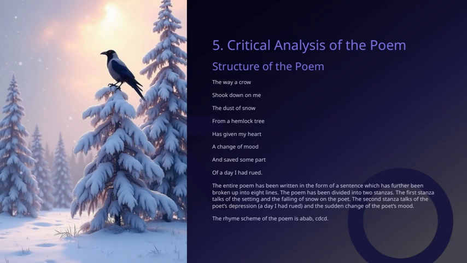The first stanza describes the setting, the falling snow and the peaceful environment. It sets a calm mood and shows how nature interacts with the poet, almost like a gentle visitor. The second stanza shifts focus to the poet's emotional state, mentioning a day he rued or regretted, and how that day was transformed by a simple, yet profound, change in mood. This change is symbolized by the dust of snow falling on him from a crow perched on a hemlock tree.